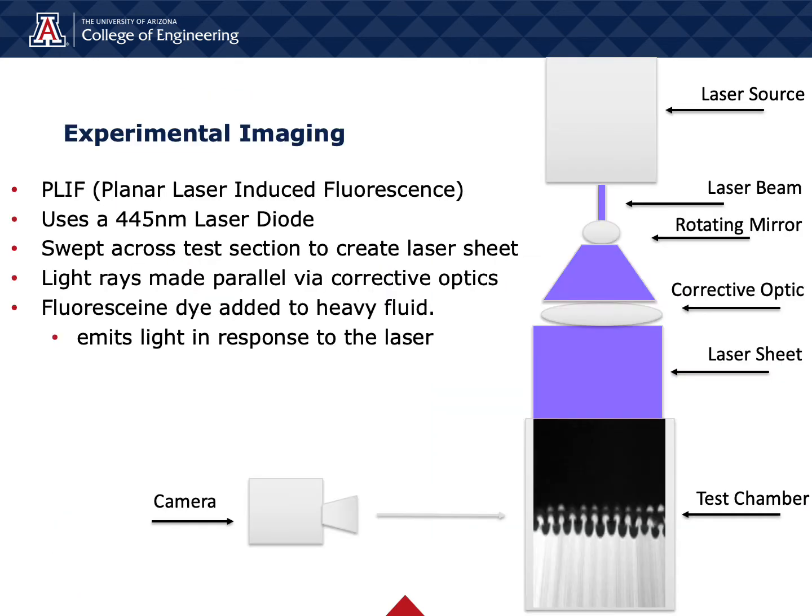During the course of the experiment, the instability is imaged using a planar laser-induced fluorescence method, or PLIF. A 445 nanometer laser diode provides our light source and is swept through corrective optics across the experimental tank, producing a two-dimensional laser sheet. This laser sheet illuminates a sensitive fluorescent dye laced in the denser fluid, allowing a high-speed camera to capture a two-dimensional cross-section of the instability.